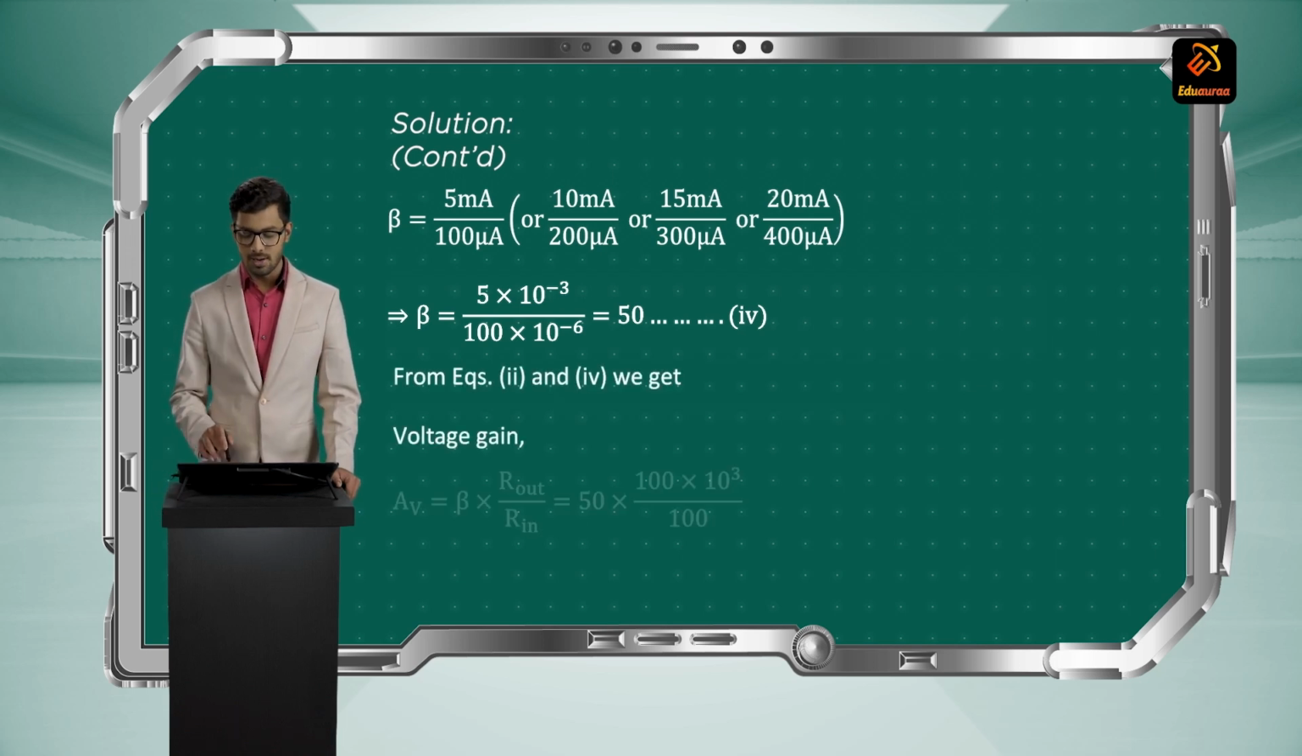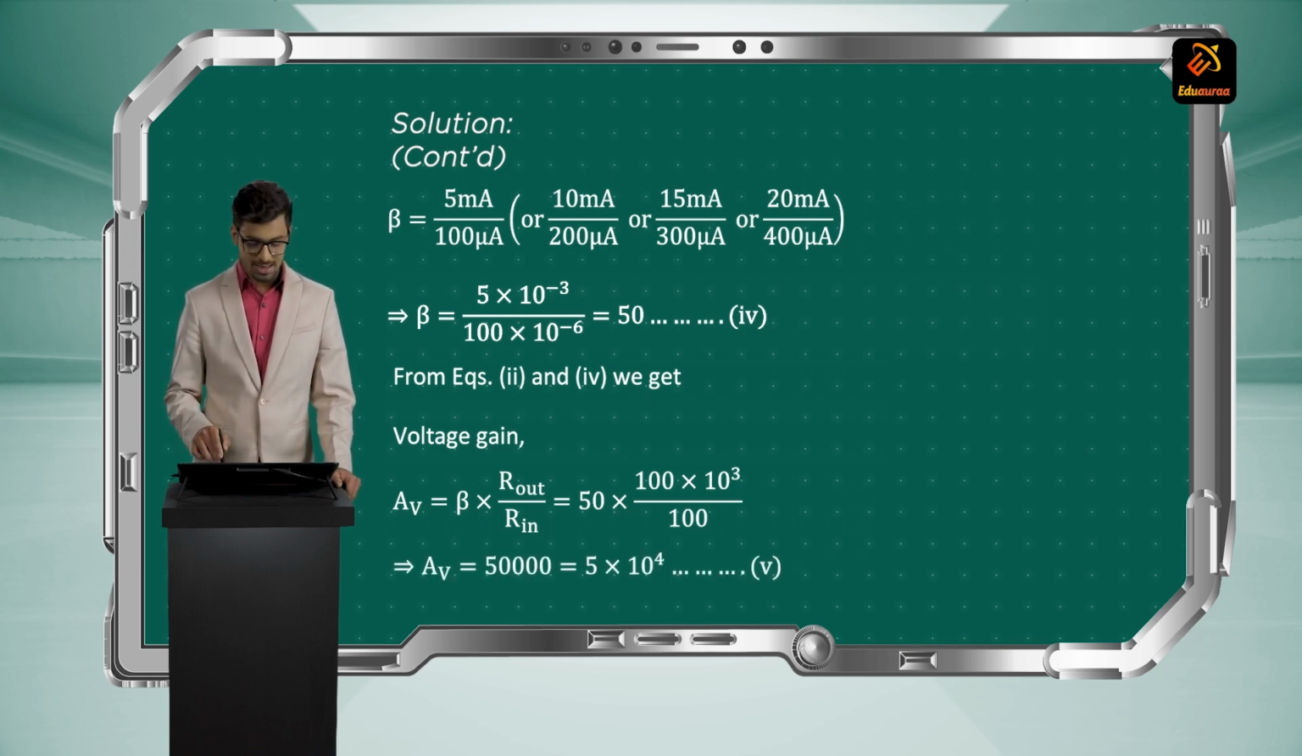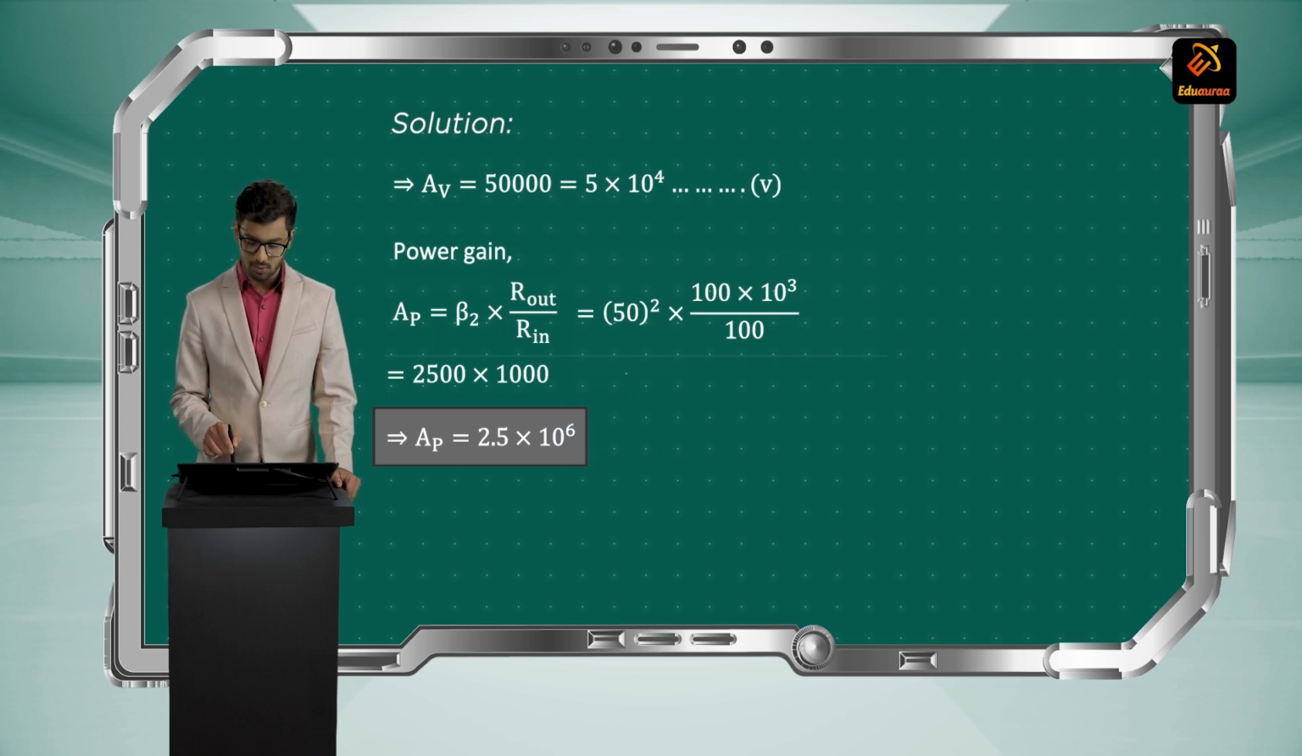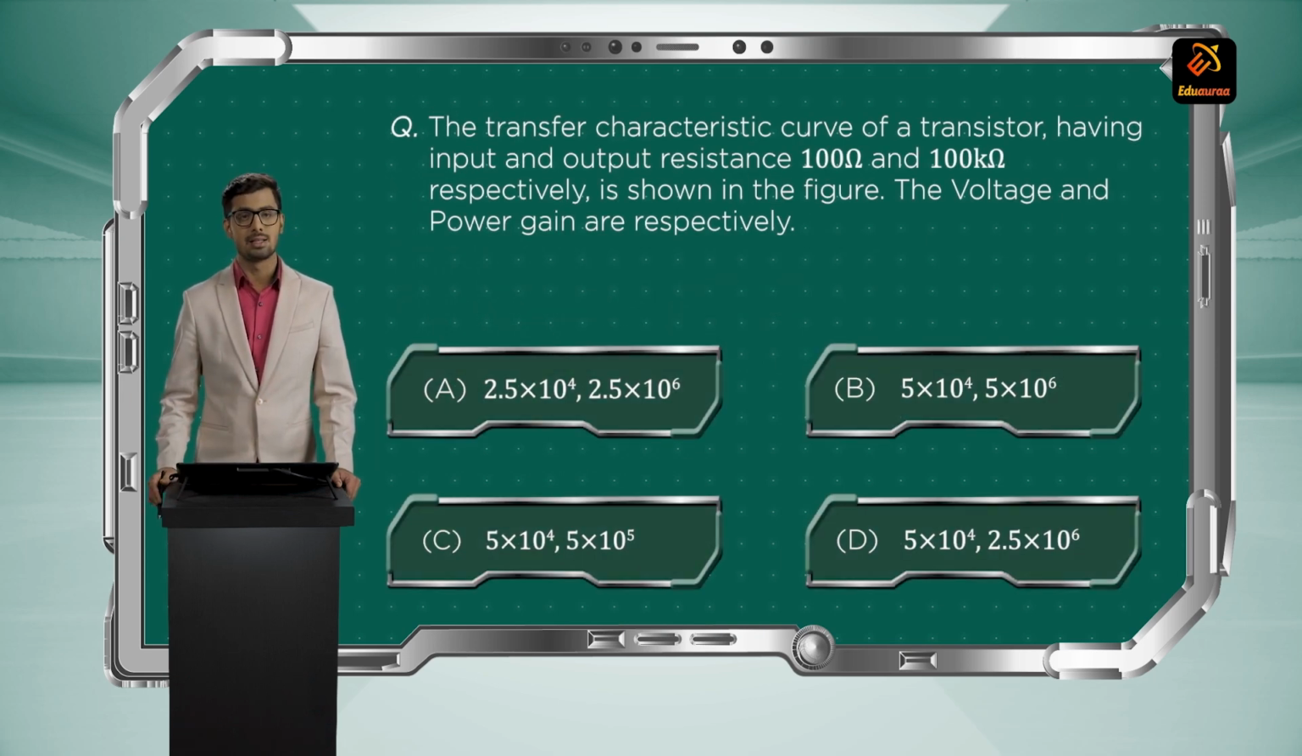Now we know the formulas of A_V and A_P, and we also know the value of beta. If we substitute all these values, the answer of A_V comes out to be 5 × 10^4, and the answer of A_P comes out to be 2.5 × 10^6 if you do the calculation. So the correct answer is option D.